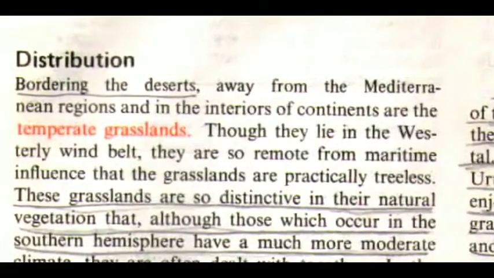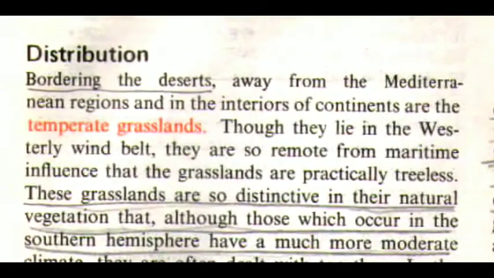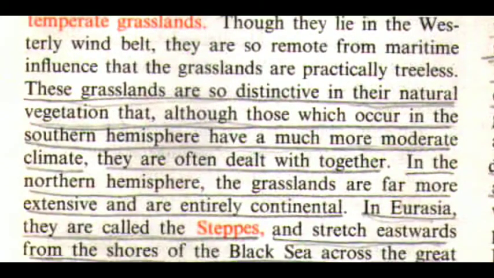Bordering the deserts away from the Mediterranean regions and in the interiors of continents are the temperate grasslands. Though they lie in the westerly wind belt, they are so remote from maritime influence that the grasslands are practically treeless. These grasslands are so distinctive in their natural vegetation that, although those which occur in the southern hemisphere have a much more moderate climate, they are often dealt with together. In the northern hemisphere, the grasslands are far more extensive and are entirely continental.